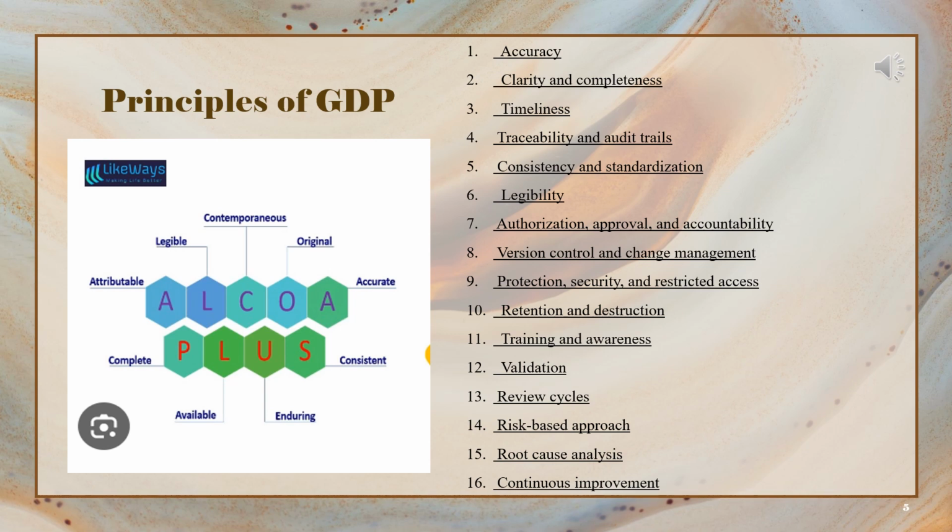And next is consistency and standardization, where we establish and use consistent formats, templates, and terminology across documentation whenever possible. The sixth one is legibility. While documenting, we should carefully choose the fonts and their sizes, leading, and contrast ratios, everything related to the format of the text, so that the words can be properly seen. Next is authorization, approval, and accountability, where only authorized individuals should approve documents and be accountable for the accuracy of generating and storing documentation.